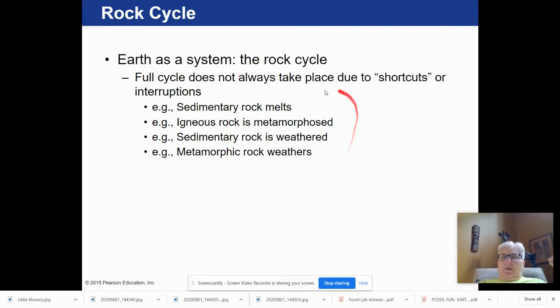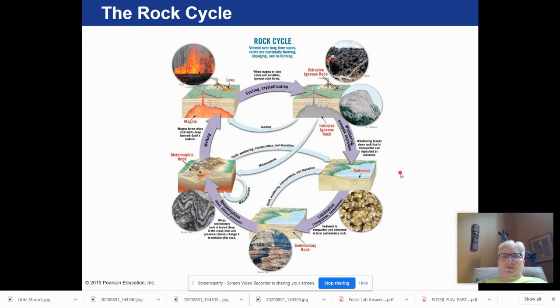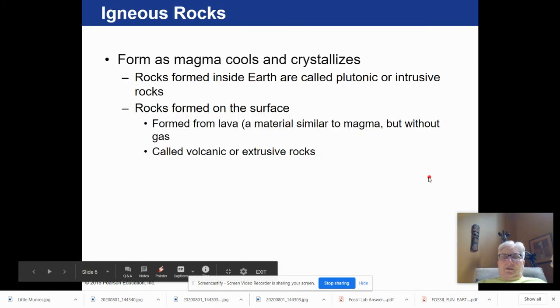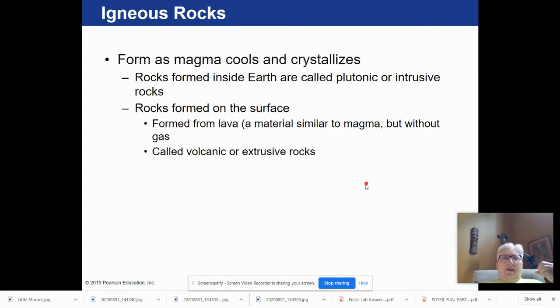So when we're talking about a full rock cycle, we're talking about sedimentary rock that melts, or igneous rock that metamorphosed, which means that it changes. Weathering of rock, and then the liquefaction or crystallization of rock. So you can take a look at this cycle if you want to do that.